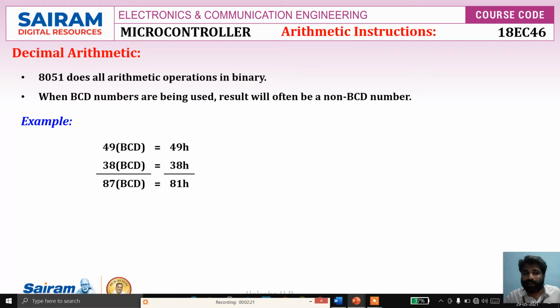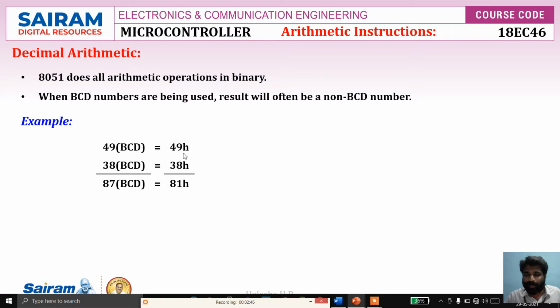So we treat these as 49H and 38H. Here H means hexadecimal, but the digits used are 0 to 9. So we treat these as BCD numbers even though the extension H is there, but the microcontroller treats them as hexadecimal.